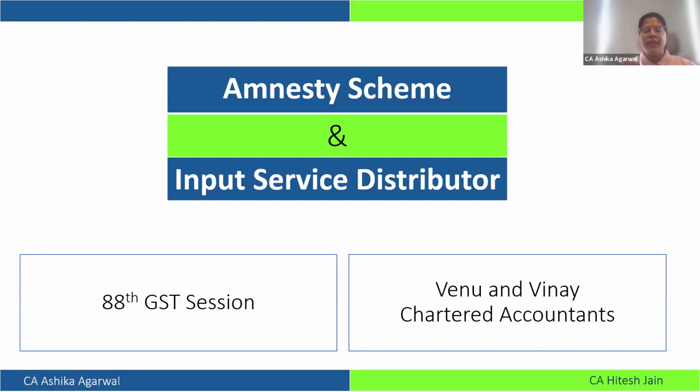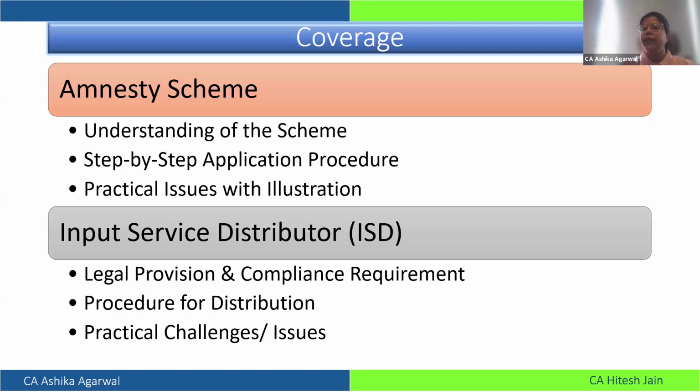So, as discussed, today we are going to discuss the amnesty scheme and input service distributor. Our flow: first we will be discussing the amnesty scheme. Under the amnesty scheme, first we will understand the scheme, and then step by step we will also learn the application procedure involved and the practical issues which are also there. With an illustration, we will go through it for better understanding.